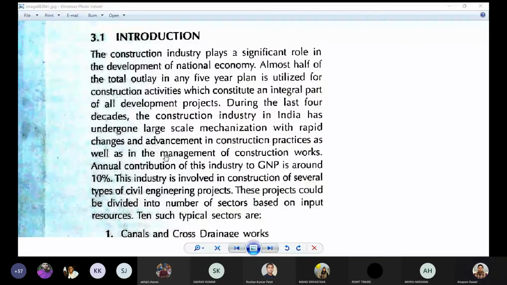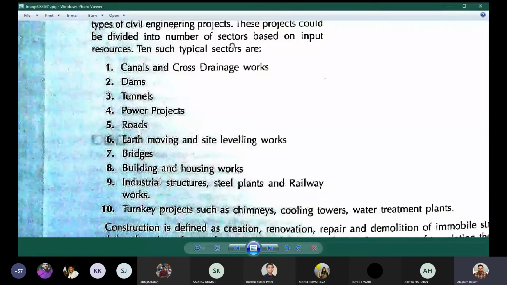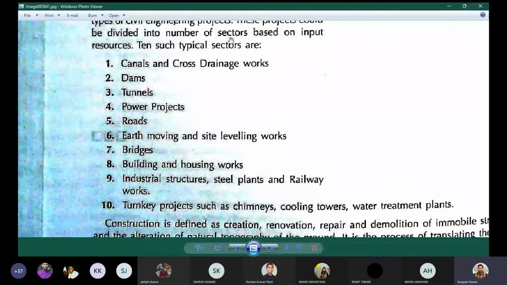This construction industry is involved in the construction of several types of civil engineering projects. These projects are like this: canal and cross drainage work, dam work, tunnels, power projects, roads, earth moving, site leveling work, bridges, building and housing work, industrial structures, steel plants and railways, turnkey projects such as chimneys, cooling towers, or water treatment plants.